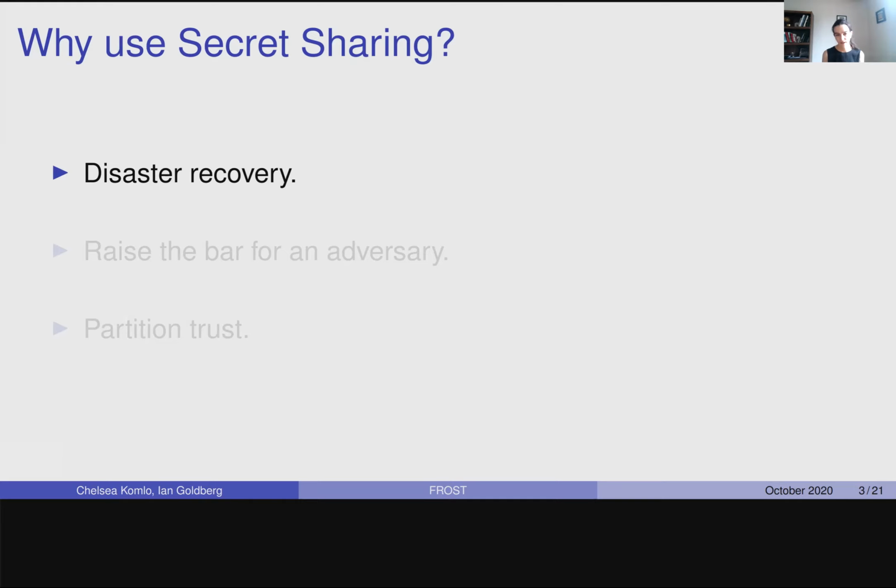Another often cited reason to use secret sharing schemes is raising the bar for compromise against some adversary. So an adversary doesn't need to compromise just one machine or one participant, they would need to compromise a threshold. And then going along with both of these, secret sharing schemes are often cited as a benefit because they partition trust among some set of participants. So you don't have all of your trust invested in one person or organization, it's partitioned among many. And this is the appeal of secret sharing schemes to practitioners.